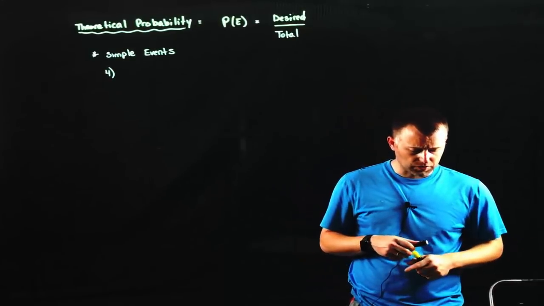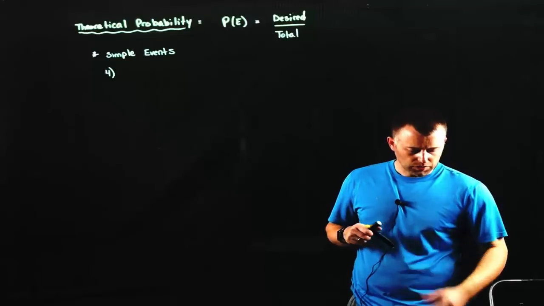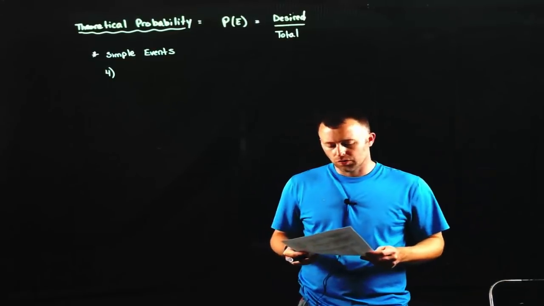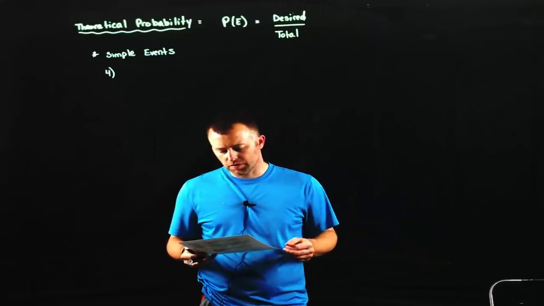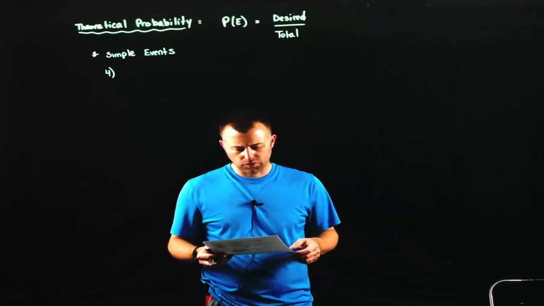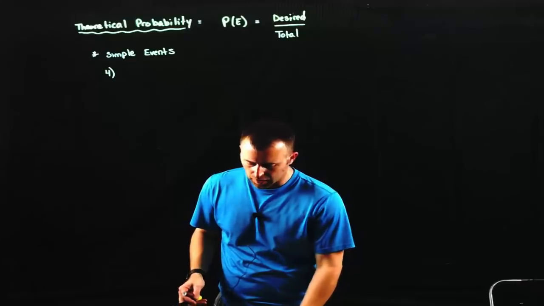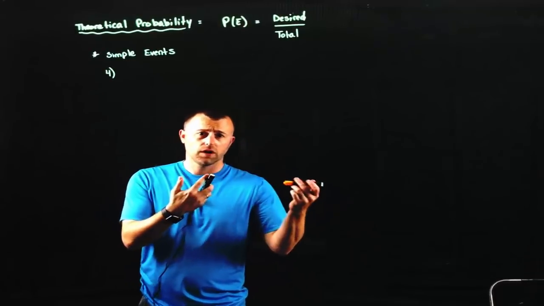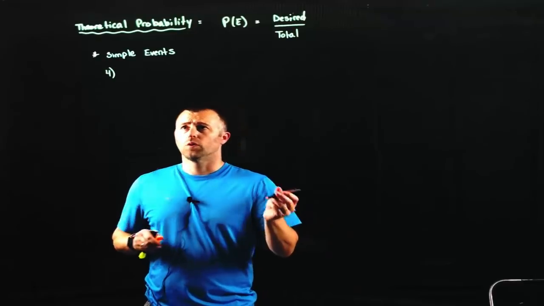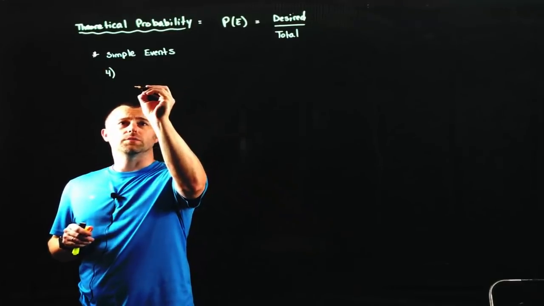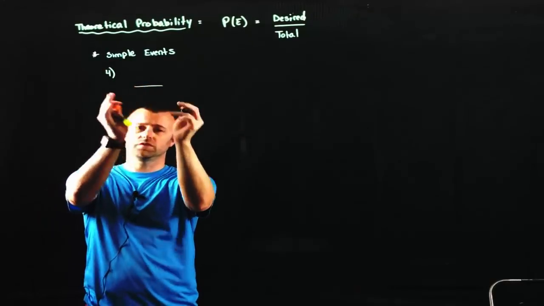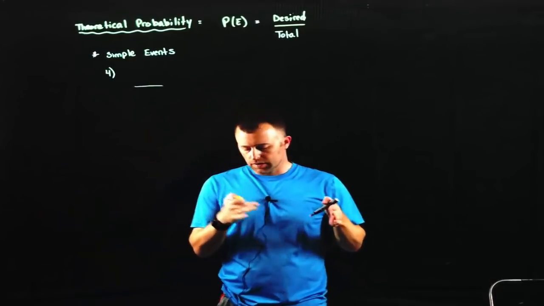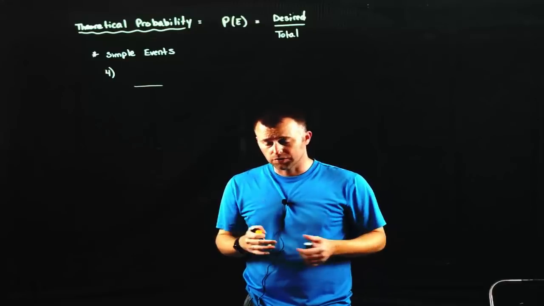That simple event is 2 dice being rolled. It says, what is the probability that the sum of the 2 dice on the next roll is going to be at least 9? Before we can do a probability, we need to figure out this denominator. How many total outcomes are going to go right here? In this case, we're going to use our counting principle to do that.